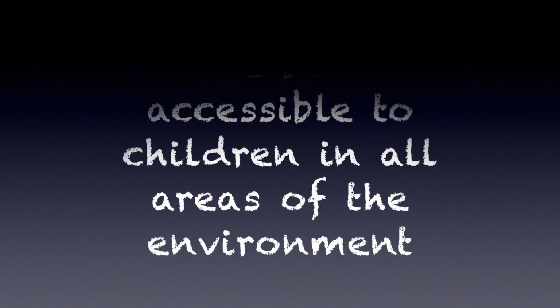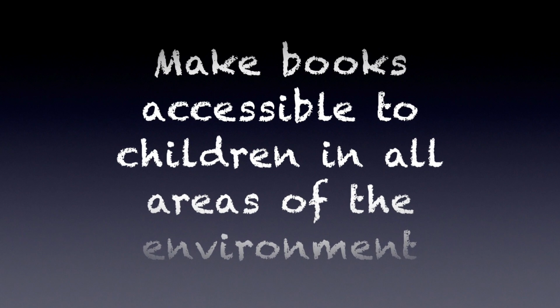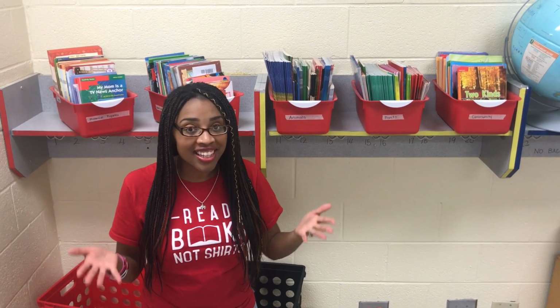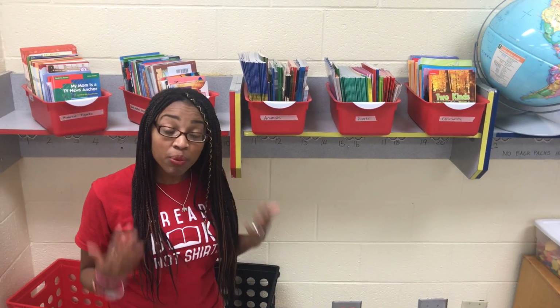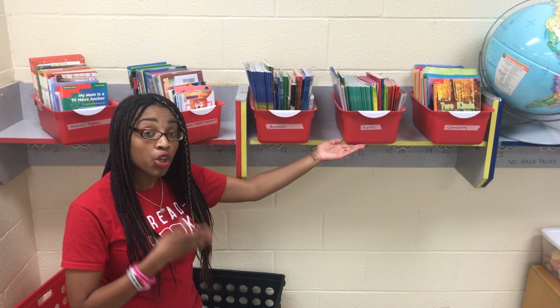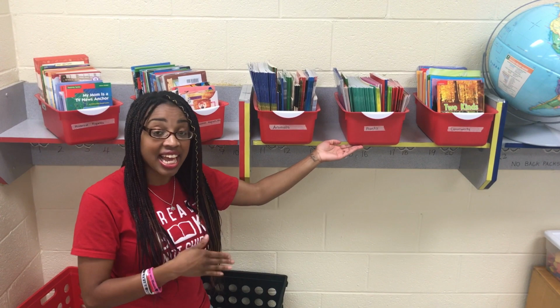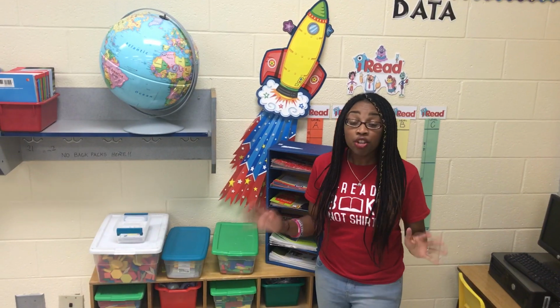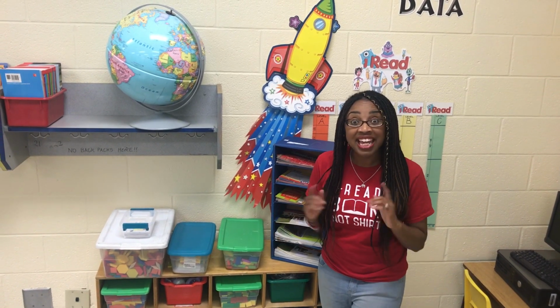Seuss. Make books accessible to children in all areas of the environment. In creating a literacy environment, you want to make sure that you have books all around the classroom. For example, you want to make sure that kids have opportunities to read nonfiction texts that correlate with what they would be learning in science and social studies, such as plants or the community. You can even create a literacy environment even in math.